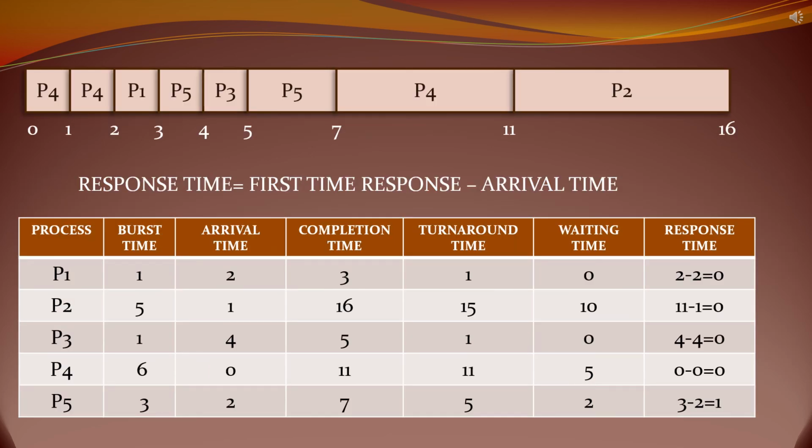Now for the response time, the formula is first response time minus arrival time. For P1, the response time is 2 minus 2 equal to 0. For P2, the response time is 11 minus 1 equal to 10. For P3, the response time is 4 minus 4 equal to 0. For P4, it is 0 minus 0 equal to 0. And for P5, it is 3 minus 2 equal to 1.